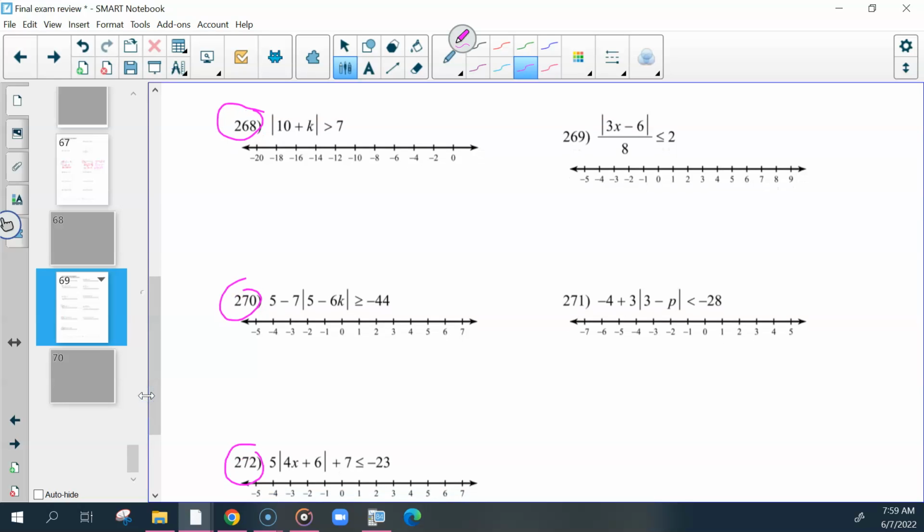What we were just doing, our absolute value inequalities. So for 268, this is already isolated. This is a greater than, so this is going to be an or inequality. So we're going to set this equal, or not equal to, but have two different inequalities. 10 plus k is greater than 7, or 10 plus k is less than negative 7. And then solve both by subtracting 10 on both sides.